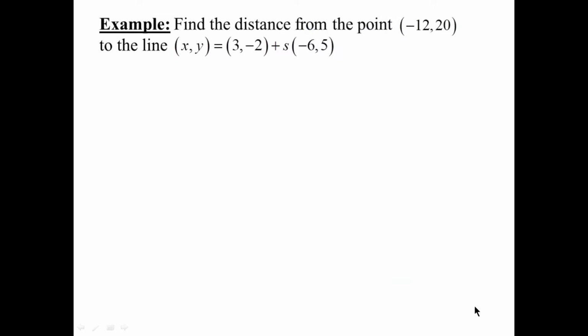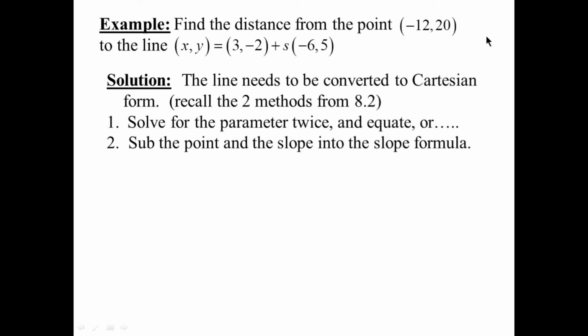Find the distance from the point to a line, but this line is not in our familiar form. We need it in the form ax plus by plus c equals 0 in order to apply our formula. So our solution will be to convert to Cartesian form. And there were 2 methods for this. Method 1 was solve for the parameter twice and equate. And method 2 was sub the point and the slope into the slope formula.